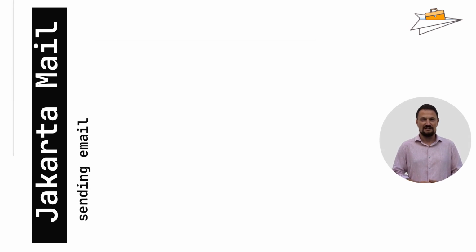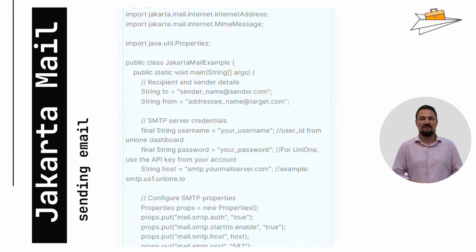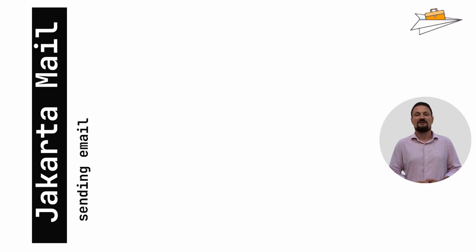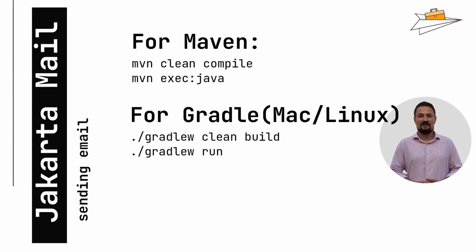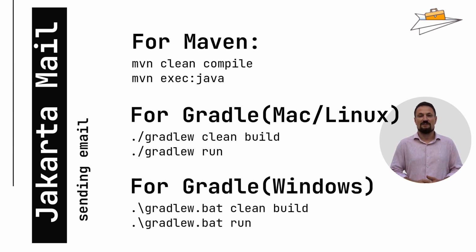Next step, sending the actual email. You can use UniOne for your SMTP host or any other provider you like. Navigate to App.java and use this code. To run it, just use this command for Maven. For Gradle, if you use Mac or Linux, type this command. If you prefer Windows, the command is the following. And that's how you get started with Jakarta Mail in Java.